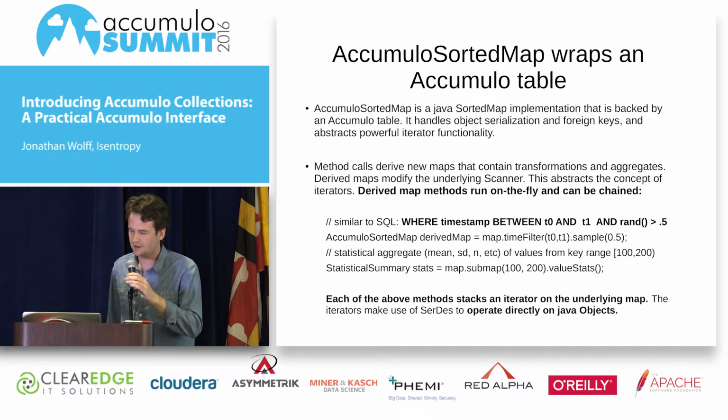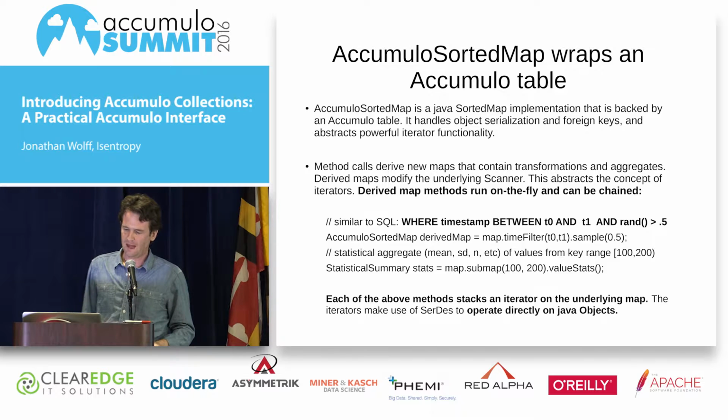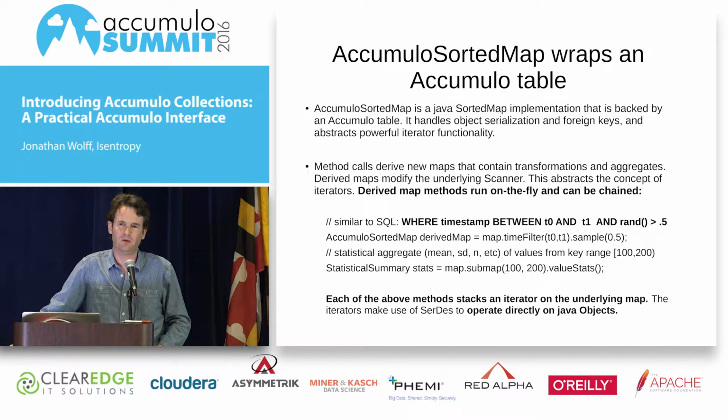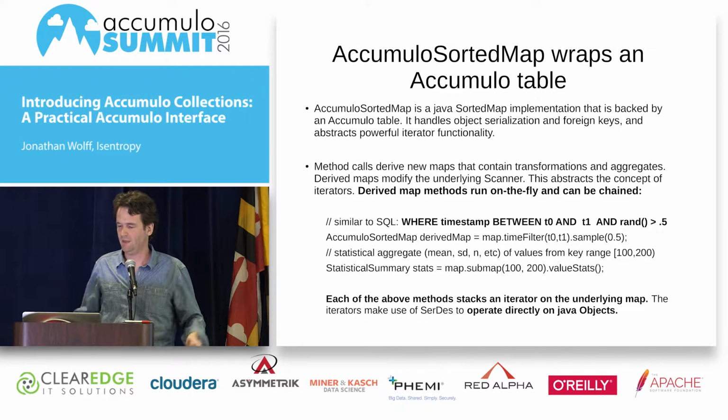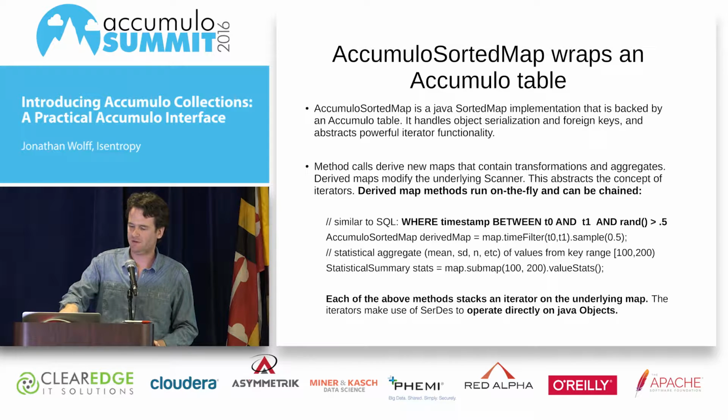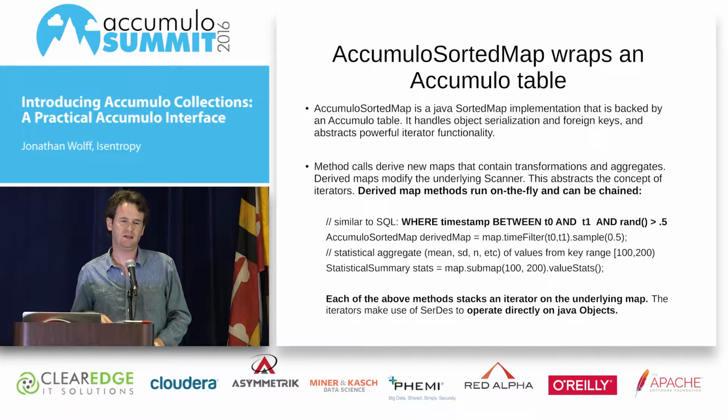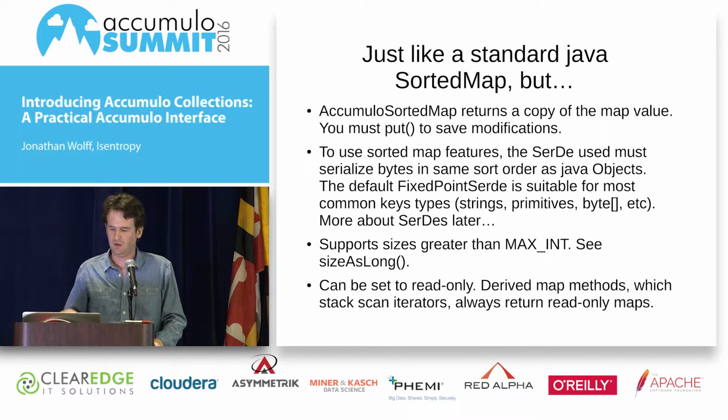So here's an example of what the code looks like. And you can see that it looks very familiar to Java programmers who've ever worked with the Java SortedMap interface. You could just give someone an AccumuloSortedMap, and if they're familiar with the Java SortedMap interface, they are able to work with it right off the bat. So the first line, I'll talk about factories more later, but the factory basically configures the map metadata, so that when you call factory.makeMap, it's all set up for you.